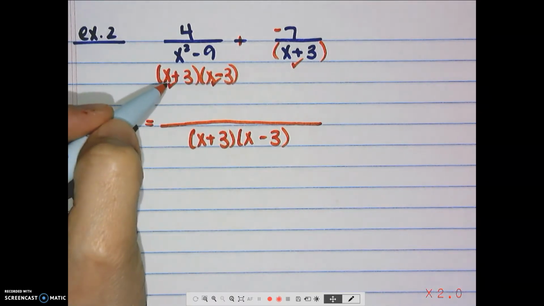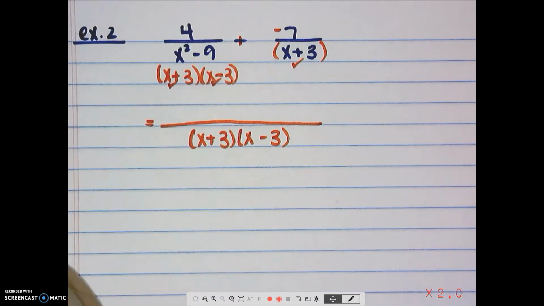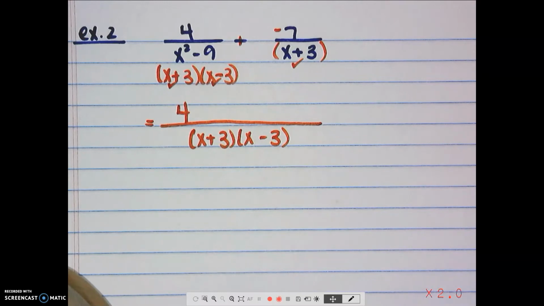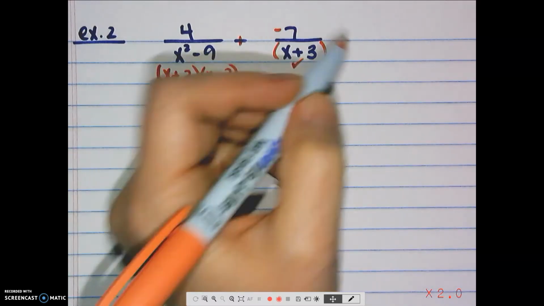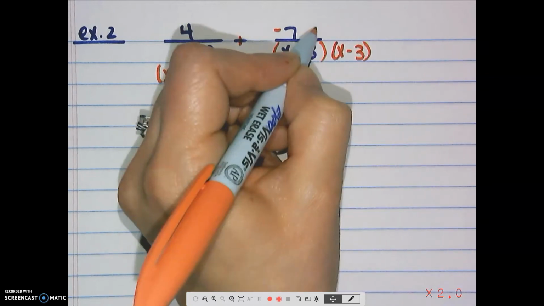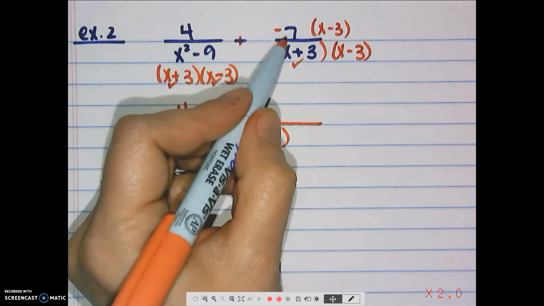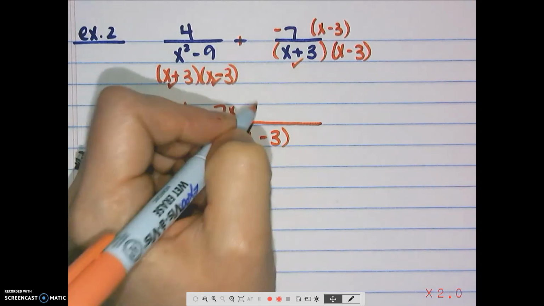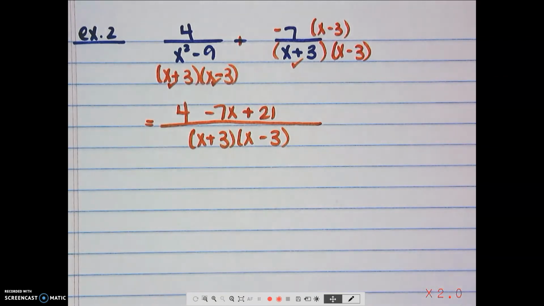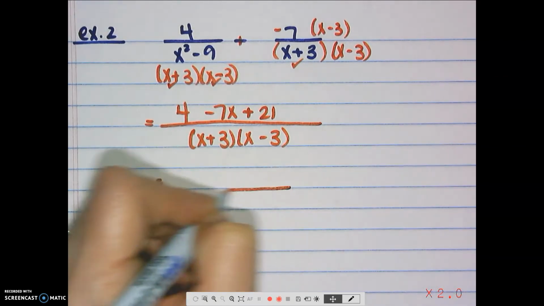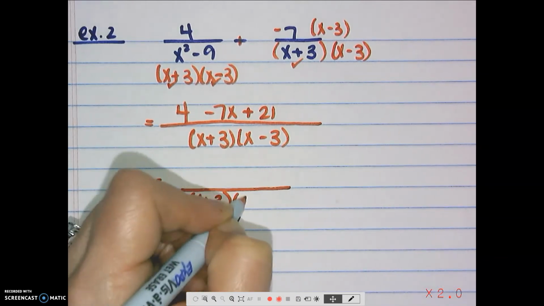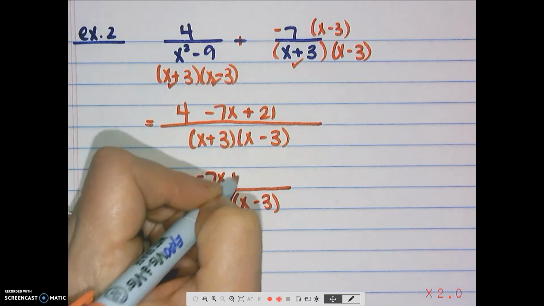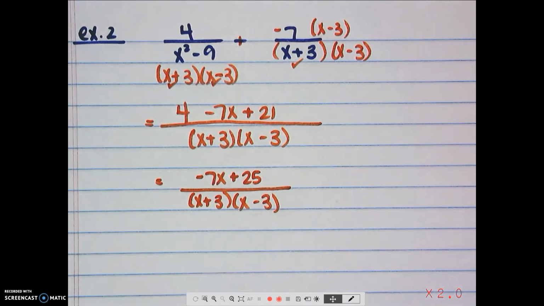All right, first fraction has the x plus 3, has the x minus 3, so it doesn't need anything. We're just going to take that 4 and carry it down. Second fraction has the x plus 3, it needs the x minus 3, and then we're going to distribute. So negative 7 times x is negative 7x. Negative 7 times negative 3 is a positive 21. Keep the denominator the same. Combine like terms in the numerator. So we have negative 7x plus 25.